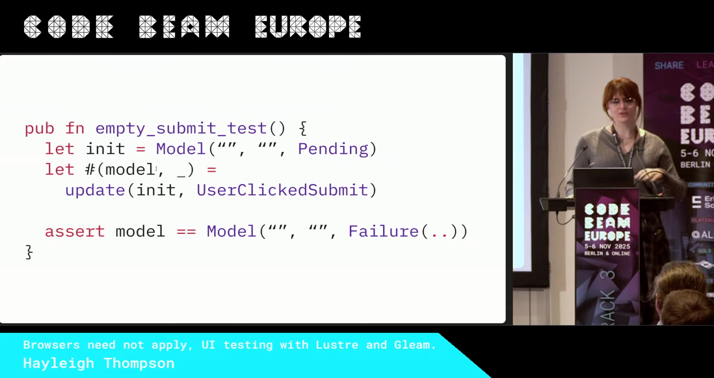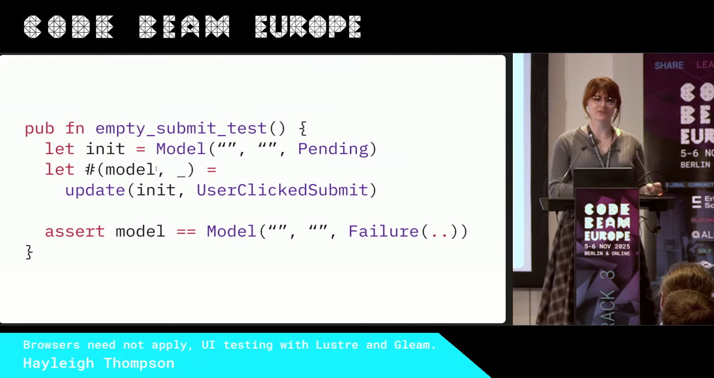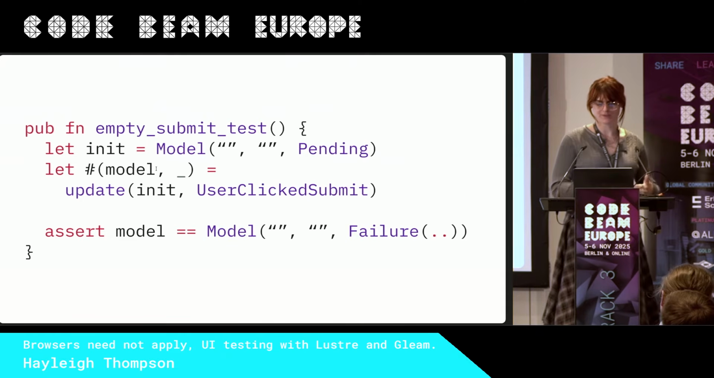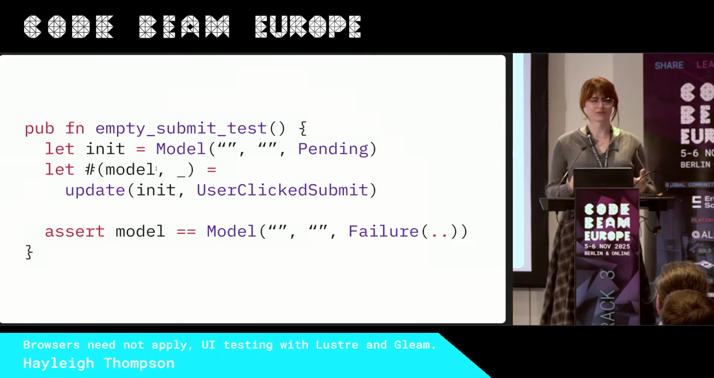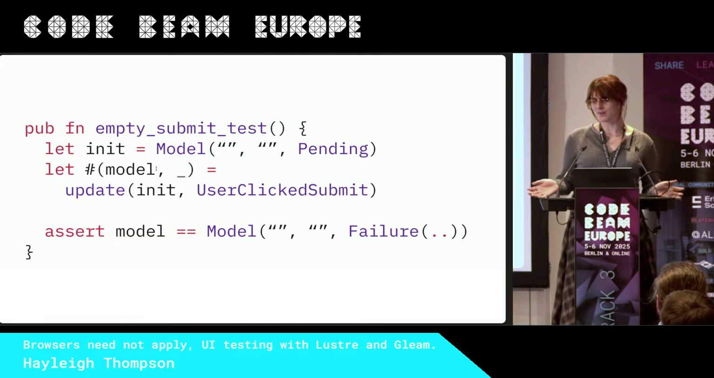And so here you can see we initialize our model with some empty fields, okay? So the user hasn't typed anything yet. And then we call that update function with a message. They click submit. And then we can make an assertion about what we expect the state of our program to be. And this doesn't involve running it in the browser.